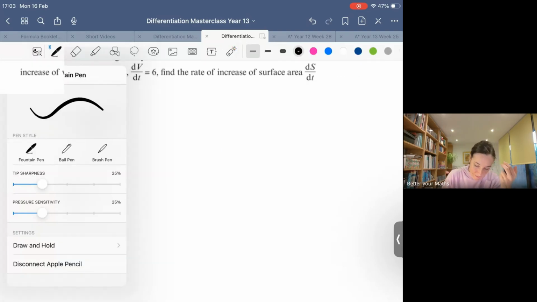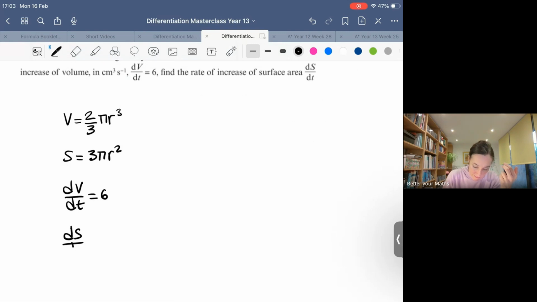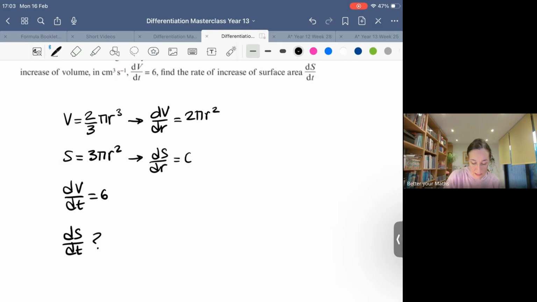So now, look how many variables I have. This is not very confusing because it's a question from a textbook, but it's the most confusing thing that they can ask you, which is many variables. So we have S, V, R, and T. So we have lots of things. This one tells me dV by dr, which is what? 2 pi r squared. This one tells me dS by dr, which is 6 pi r.